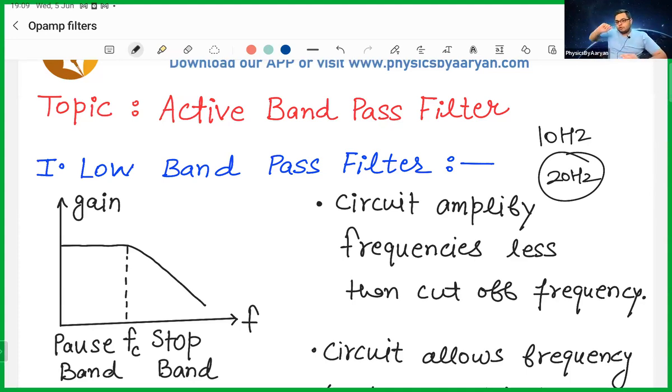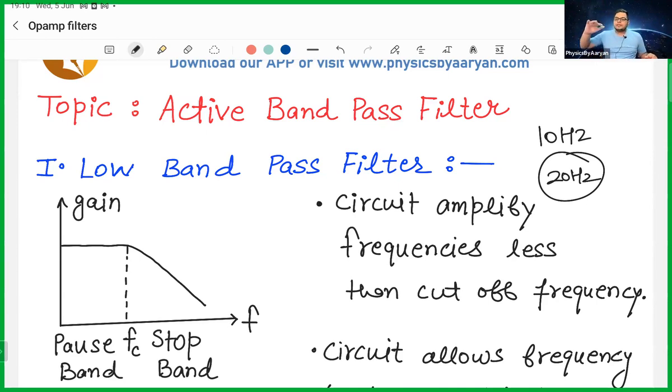So what happens is that all the frequencies which are greater than 15 will get amplified, and all the frequencies which are less than 15 will not get amplified. So you can see your 20 hertz frequency very clearly, because that is amplified, but the 10 hertz frequency is not amplified.